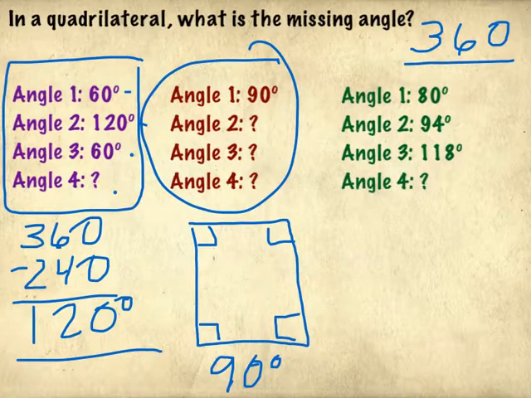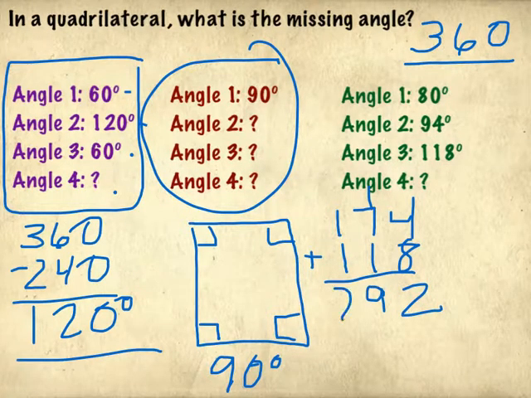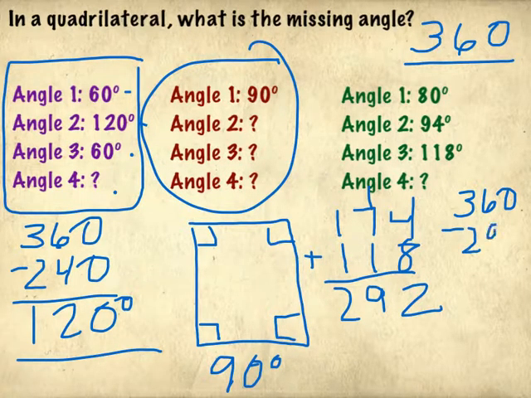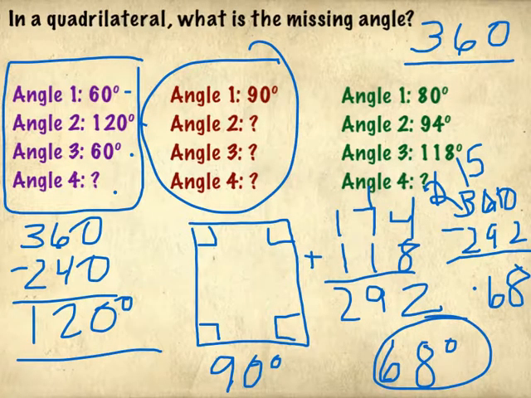And last, I've got a whole bunch of funky angles. So these I'm actually going to have to do some math to work out. So I have 80 degrees, 94 degrees, and 118 degrees. So I'm going to add 80 plus 94 first, because that's easy. 0 plus 4 is 4, and 8 plus 9 is 17, so that makes 174. I'll add in that angle of 118 degrees, and I get 292 degrees. And since I know that all the angles have to add up to 360, if I take out these three, that will tell me what my missing angle is. Oops, sorry about that. So my missing angle is 68 degrees in this quadrilateral.